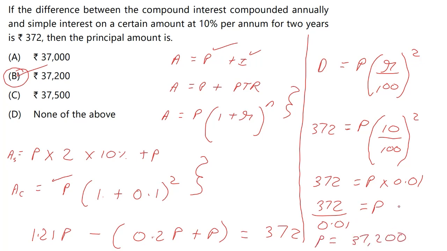So whichever method is better for you. I'm guessing this is faster, but then you need to remember the formula.